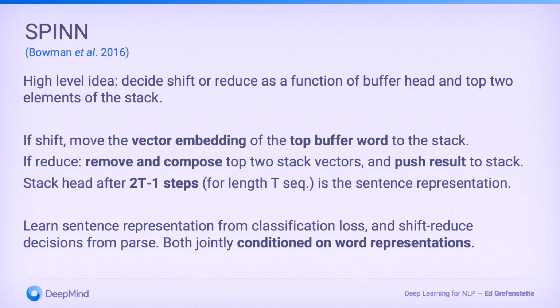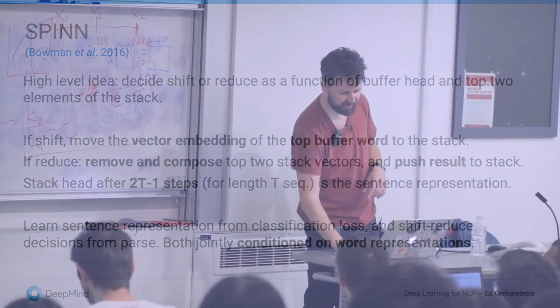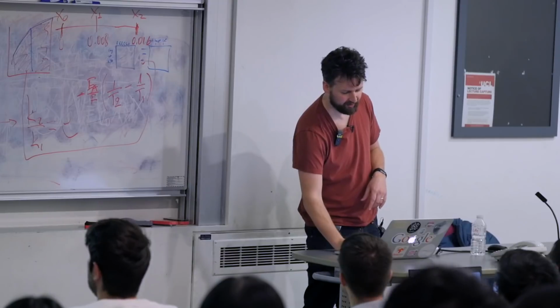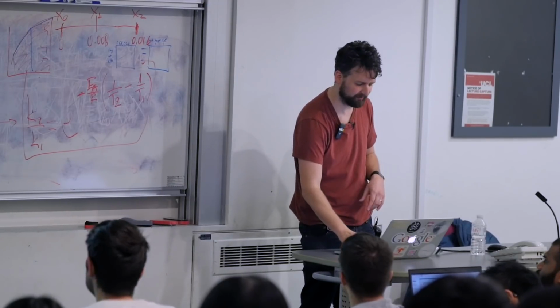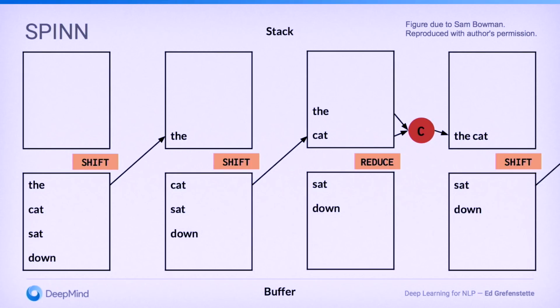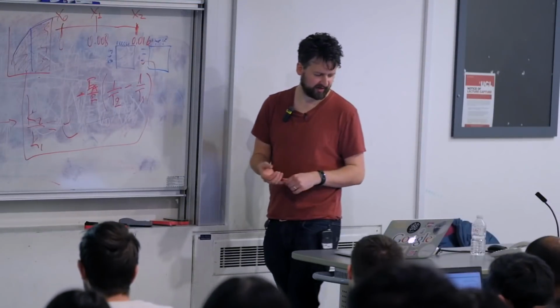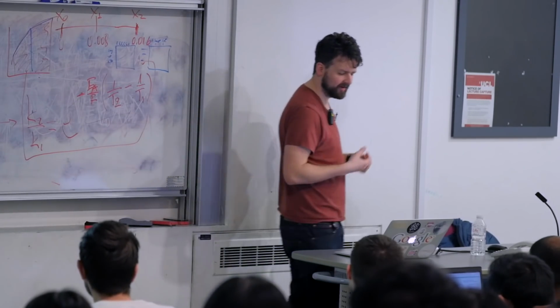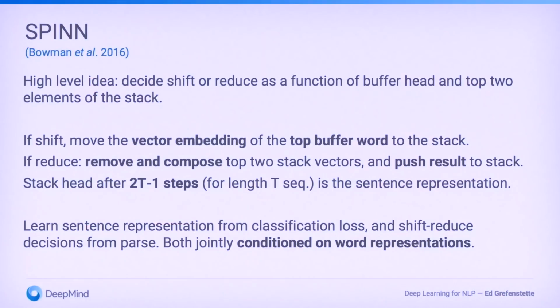Because we know what the sentiment at the end of the result is, we know what the label at the end of the classification is. So if we predict the label based on this representation, then the cross entropy of the correct label compared to the distribution will backpropagate through all these composition operations. Shift is the identity, and therefore we have gradient on every part of this operation with regard to the loss. So we're learning jointly a sentence representation from the classification loss and shift-reduce from the parse. And both are jointly conditioned on the same word representation. So it's a powerful model that allows you to deal with trees when you don't have them at test time.